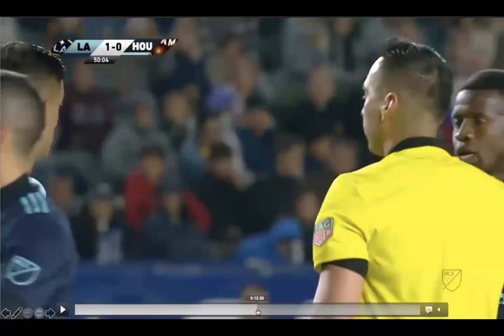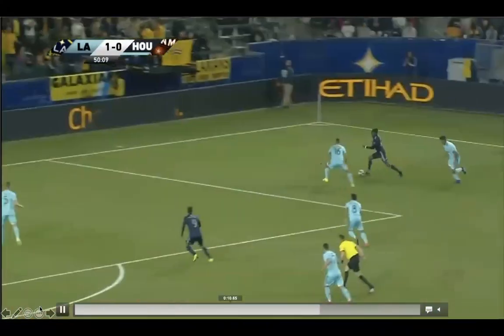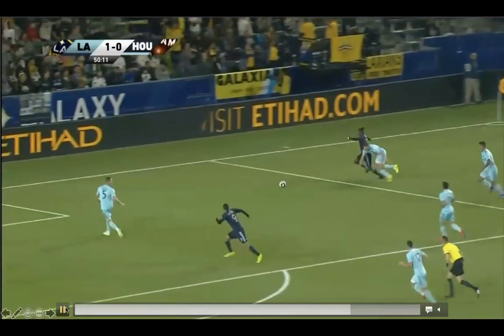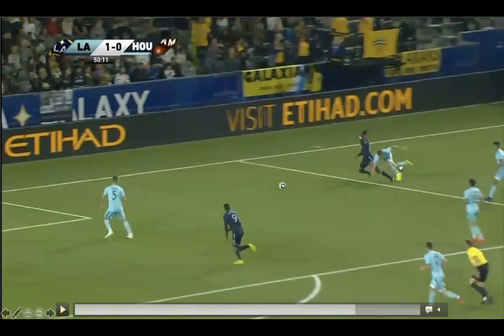When we go back and watch the replay, this is very clearly outside the penalty area. But because the referee is moving to the inside of the field, he just simply can't see it. His depth perception doesn't allow him to see it, and so he gets this wrong.